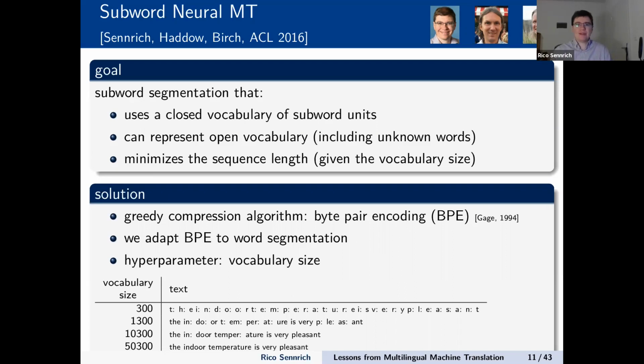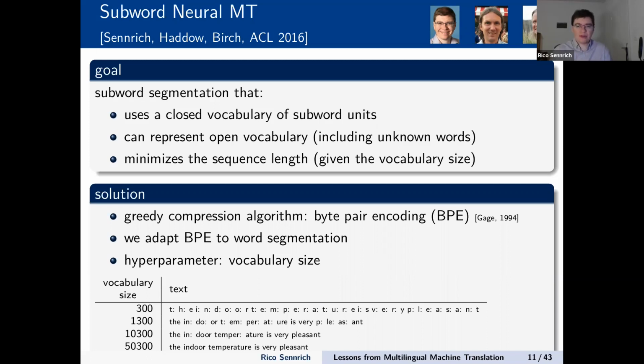These two things are actually not that difficult. You could just have a character level representation. But we also wanted to minimize the length of the sequence to make this trainable in a reasonable amount of time. So we found that we can repurpose a compression algorithm, byte pair encoding from the 90s, for the purpose of word segmentation.